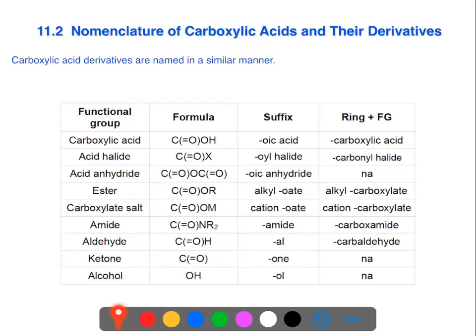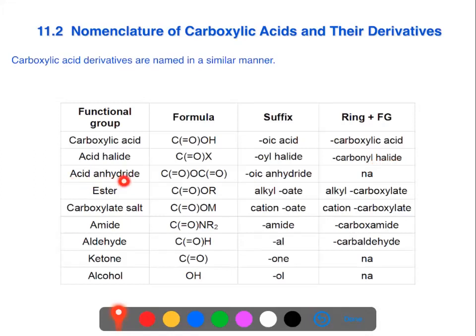The same strategy is used for the carboxylic acid derivatives. For the acid halide, we drop the E and add oyl, and then name the halide. So if it's a chlorine atom, it's a chloride, bromine atom, bromide, and so forth. And for our acid halide, if we have a ring system, we would name the ring and we would add carbonyl to that name of that ring, space, and then again, list the halide.